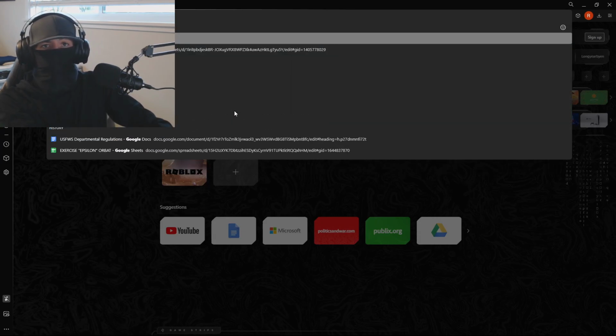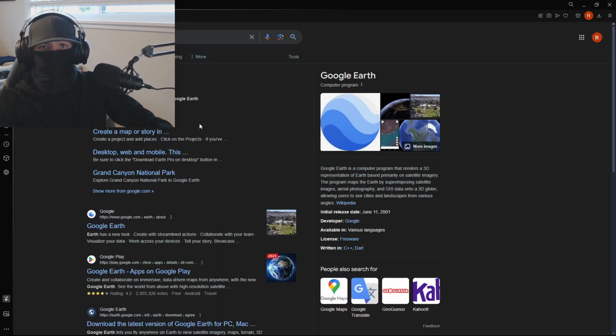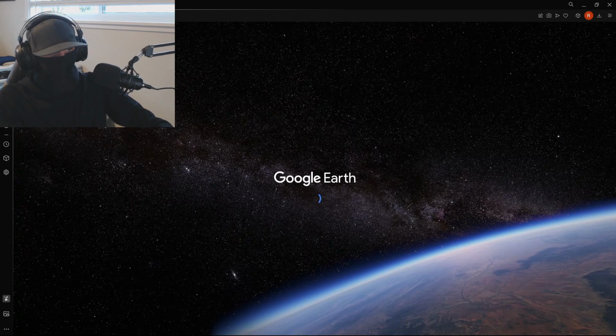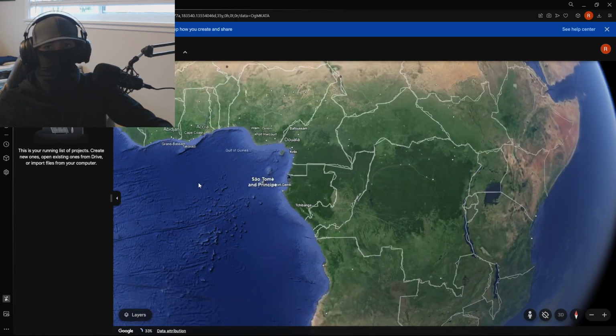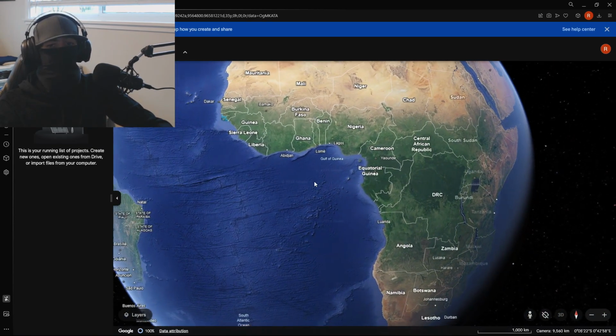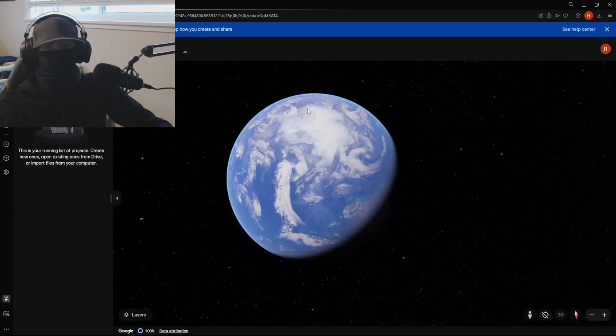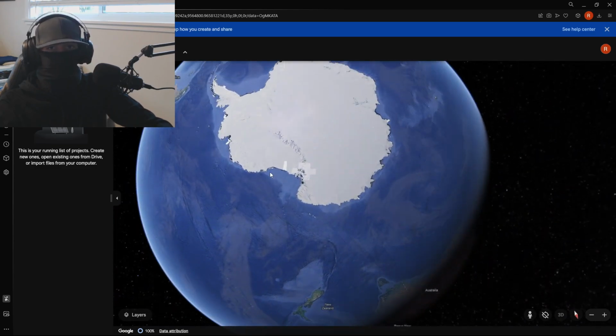Google Earth. Let me also just like... Okay. Got Google Earth loaded up. Where on Earth am I? Why am I looking at... Oh, that's Point Nemo, I think. Okay. So. Antarctica.